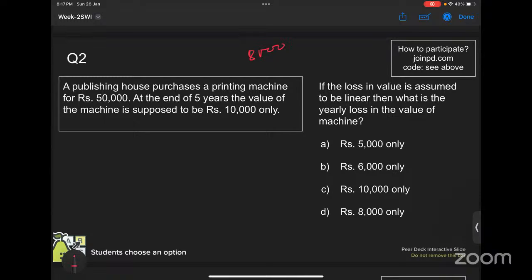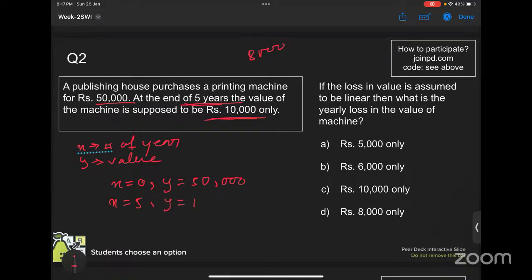A publishing house purchases a printing machine for rupees 50,000. At the end of 5 years, the value of the machine is supposed to be 10,000. So if I take X as number of years and Y as value, then when X equals 0, our Y was 50,000, right? And when X equals 5, after 5 years, Y will be equal to 10,000, right?